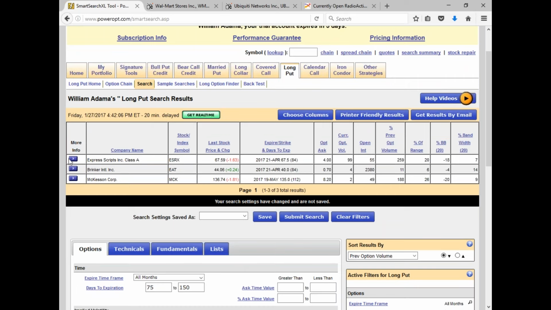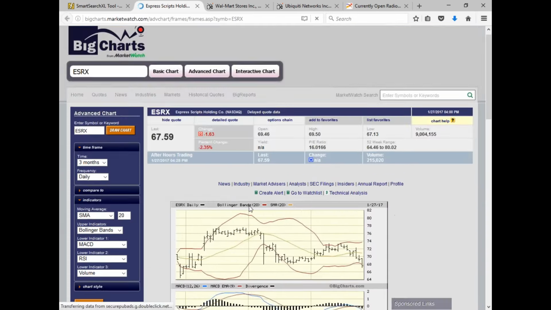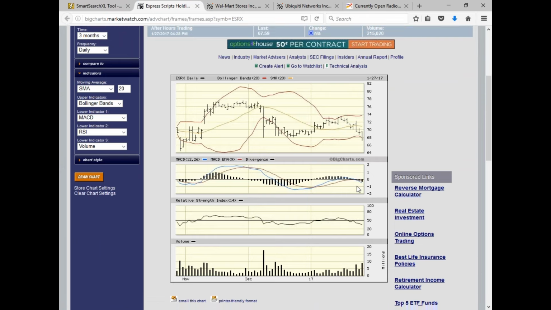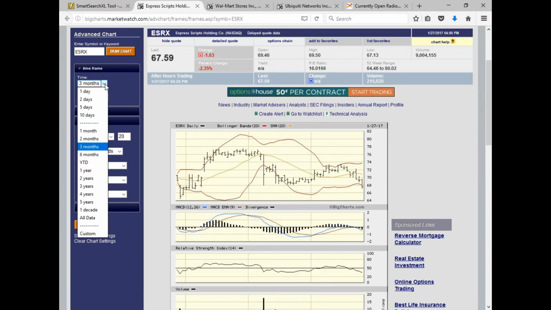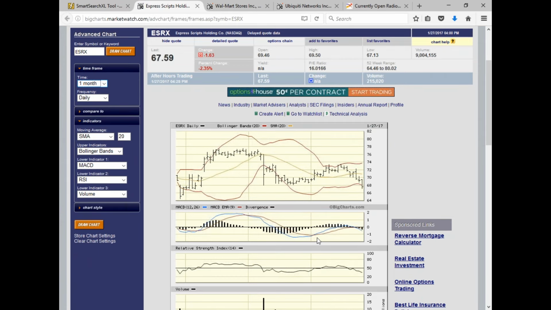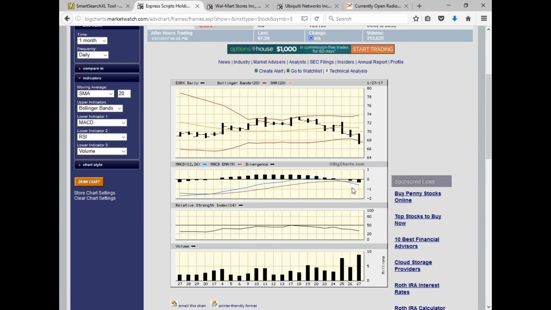Okay, so Express Scripts. I already traded this a couple times, I think. Let's go take a look at big charts on Express Scripts. Okay, so there's a recent MACD crossover just about 4 or 5 days ago. Let's go to the 1-month chart again so we can see a better view on that. All right, so you just had a crossover on the MACD line about 2 days ago. The stock has been pulling down and just did close below its lower Bollinger Band as well. So this is sort of looking like a breakout to the downside, okay?